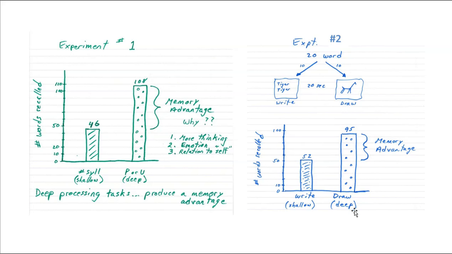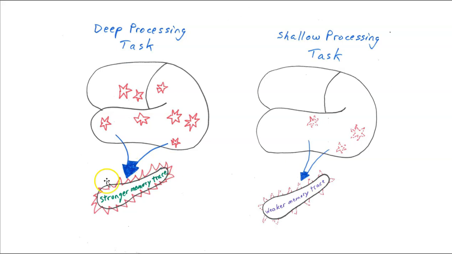And as a consequence, the brain can store information better and retrieve it better later on. To bring the hippocampus into the story, deep processing tasks, again, involve widespread brain activity. The little icons would be different parts of the brain being activated. We're going to get stronger memory traces as a result of a deep processing task. With a shallow processing task, not as much brain activity, we're going to have weaker memory traces.